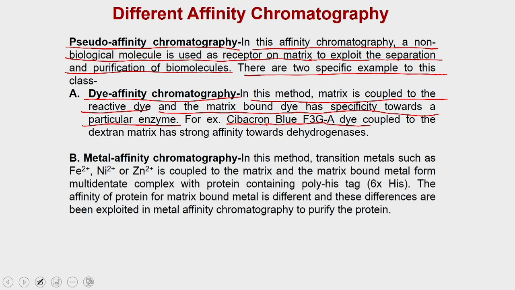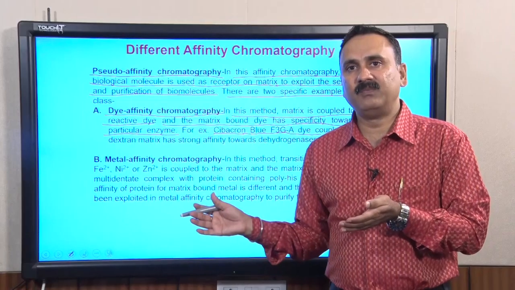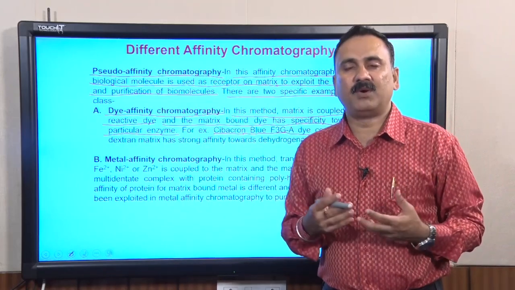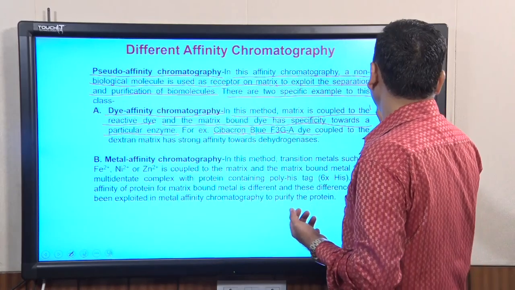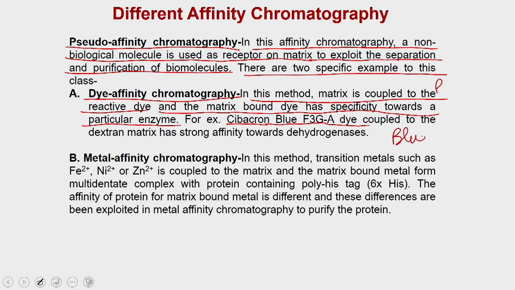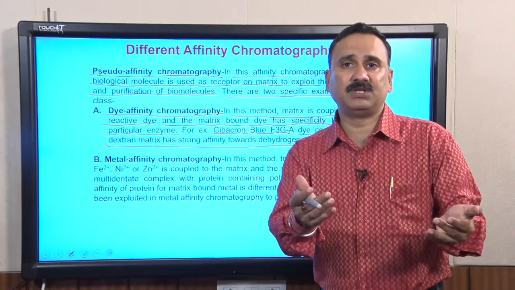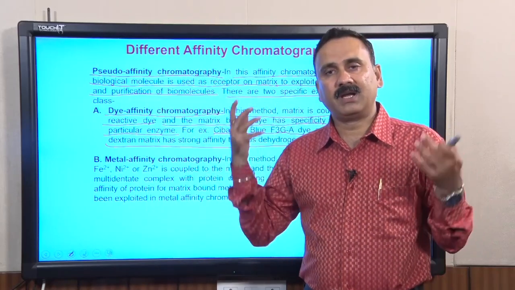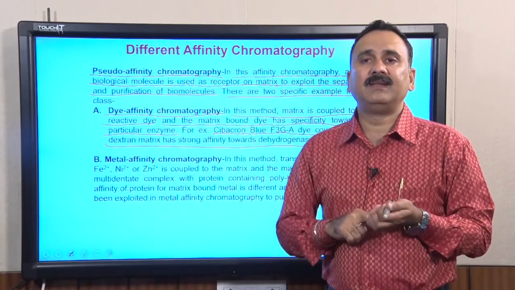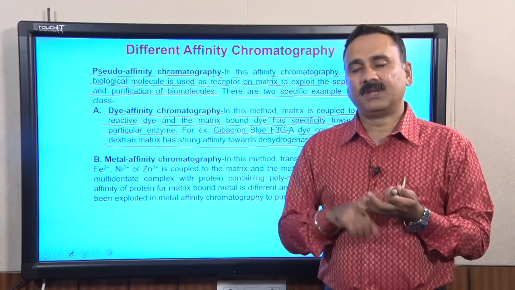This dye, when it is coupled to sepharose beads, makes an affinity chromatography column which is called blue sepharose. And blue sepharose has a very, very strong affinity for the dehydrogenases, the enzymes which contain NADH. But as I said, this is not an affinity which is exclusive for a particular type of dehydrogenase. It is going to bind pyruvate dehydrogenase, lactate dehydrogenase, and any dehydrogenase which utilizes NADH as a cofactor or substrate.